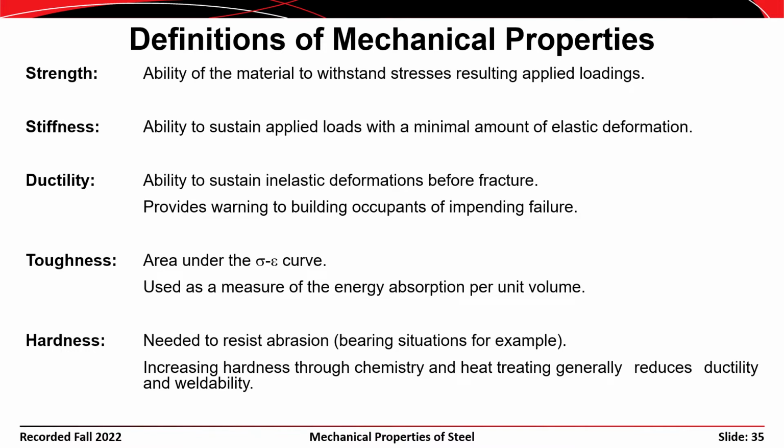Hardness is the ability of the material to resist abrasion, and that's not necessarily something that we look for in structural steel, because when you increase the hardness, then you generally reduce the ductility. And for us as structural engineers, having a higher ductility is more important than having a high hardness. So a hard steel would be important if you were designing tools, for example, like a wrench or a hammer or something like that. The hardness might be more important to you in that case than ductility would.